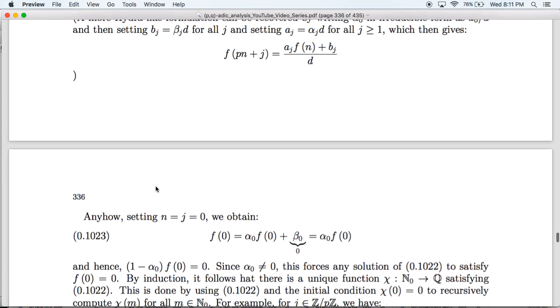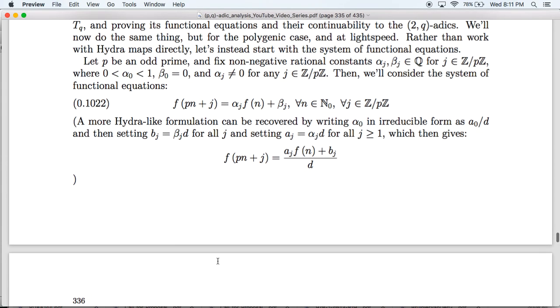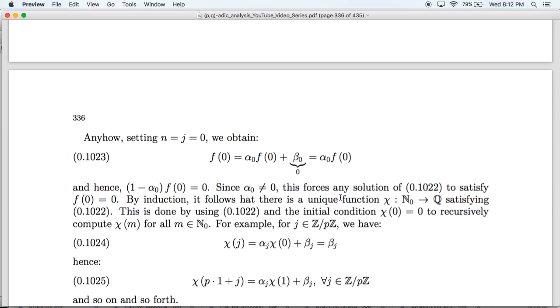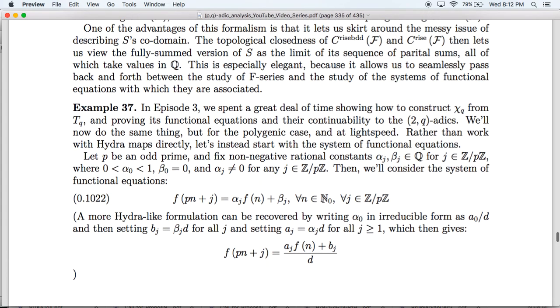Anyhow, setting n equals j equals 0, we get that f of 0 is equal to alpha 0 f of 0 plus beta 0, which is alpha 0. Since alpha is not equal to 0 or 1, when we simplify this to 1 minus alpha times f of 0, we can cancel, and this forces f of 0 to be 0. By induction, just as we did in episode 3, we can then use this to get a uniquely determined solution, chi, of these functional equations defined on the non-negative integers.